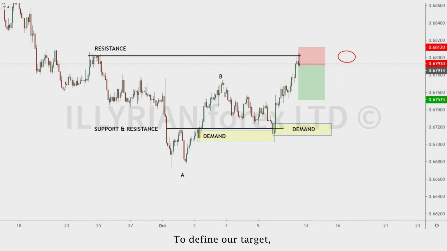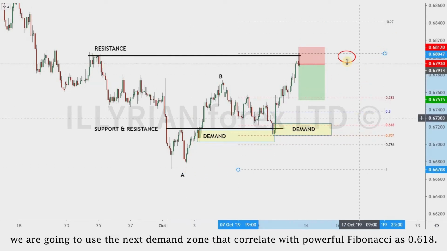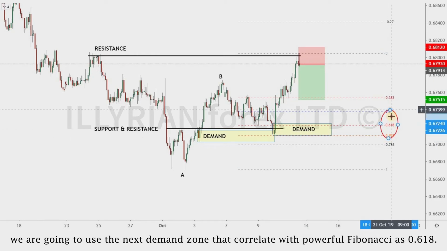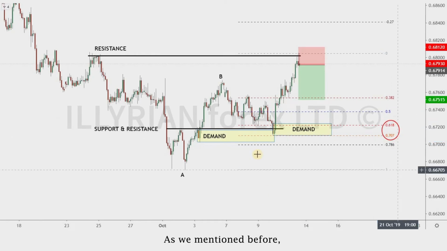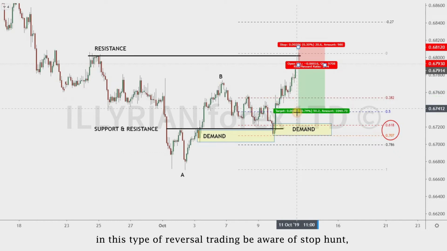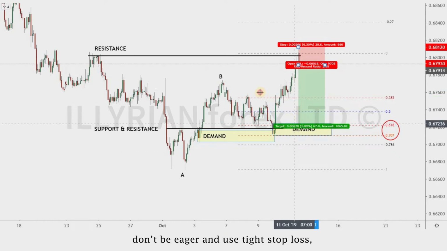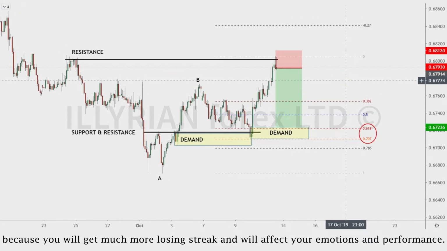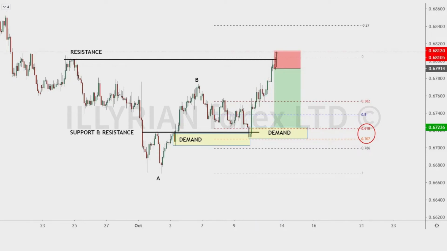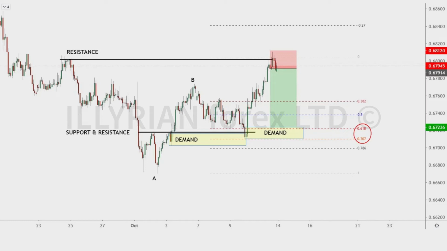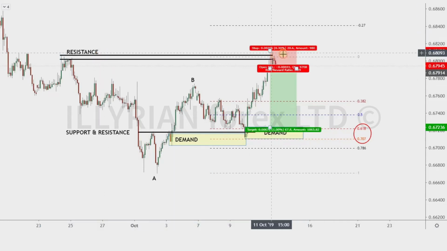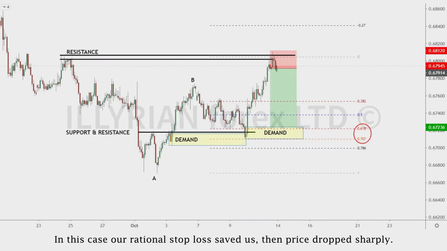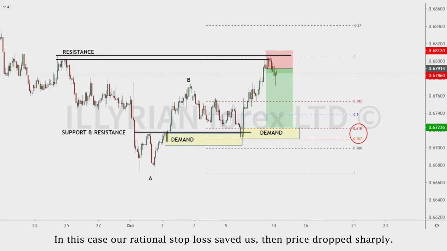To define our target, we are going to use the next demand zone and correlate it with a powerful Fibonacci level such as 0.618. As we mentioned before, in this type of reversal trading, be aware of stop hunts. Don't be eager and use a tight stop loss, because you will get a much bigger losing streak and it will affect your emotions and performance. In this case, our rational stop loss saved us, then price dropped sharply.